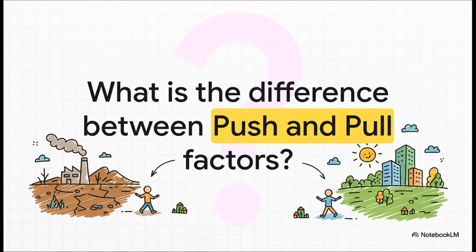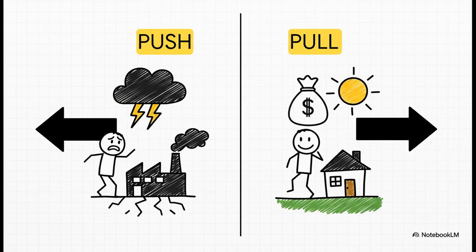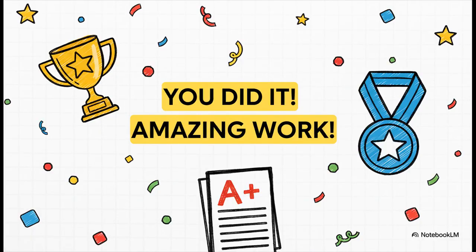Okay, one last one for you, and this is a very, very common exam question, so pay attention. What is the big difference between push factors and pull factors? Remember this simple rule. Push factors are the bad things that make you want to leave a place, like no jobs. Pull factors are the good things that attract you to a new place, like great jobs. Push makes you go, pull makes you come. Got it? Crystal clear.